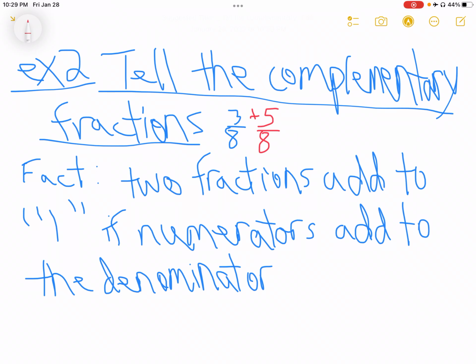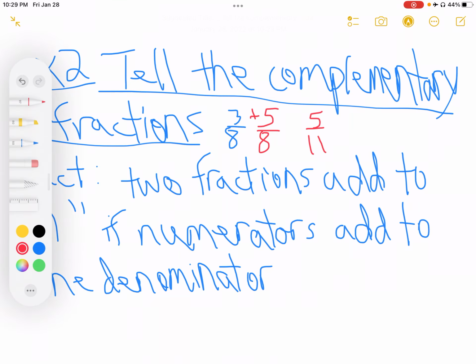Okay, and then if I had 5/11, okay, I'm using red here. Well, let's go back to blue. Then if I was going to tell the complementary parts of this one, then I'd just say that this one is 6/11, right? Because if I add these two together, I get 11/11. And then this other one, right, I have 5/10.